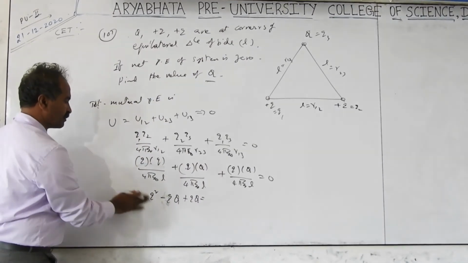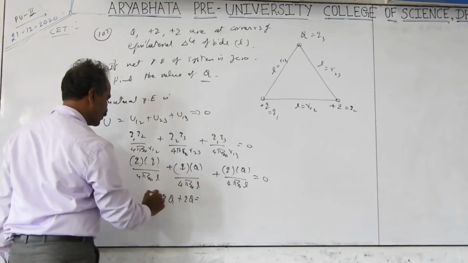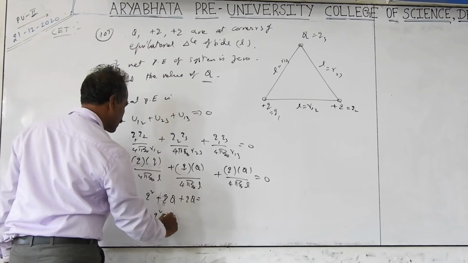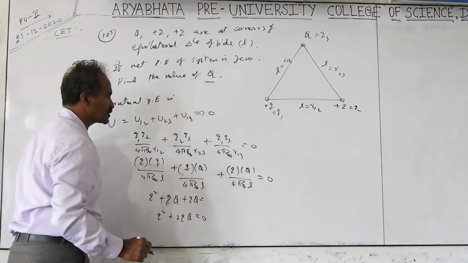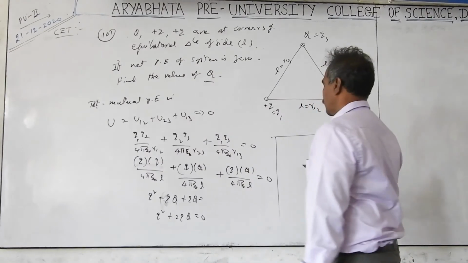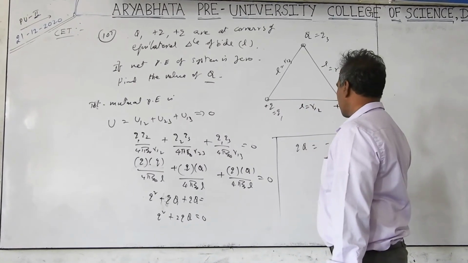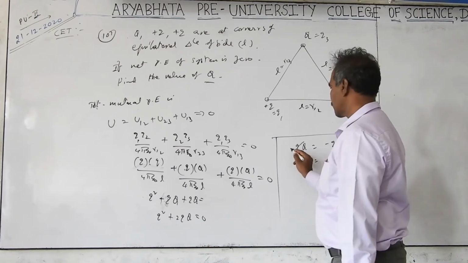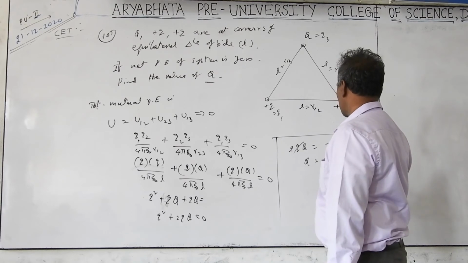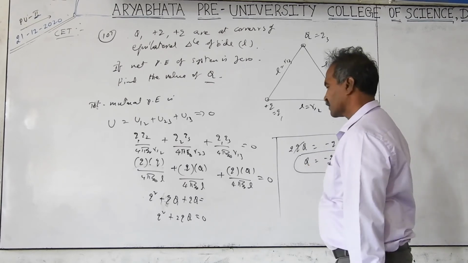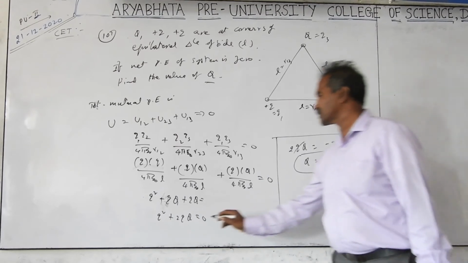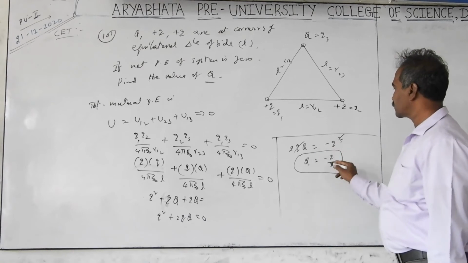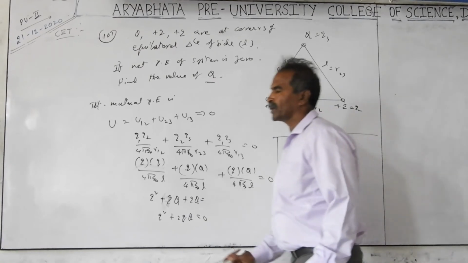So this becomes equal to plus q square, this qQ, this also becomes qQ, equal to 0. That means q square plus 2qQ equal to 0. So 2qQ equal to minus q square, one q cancels. So capital Q becomes equal to minus q by 2.